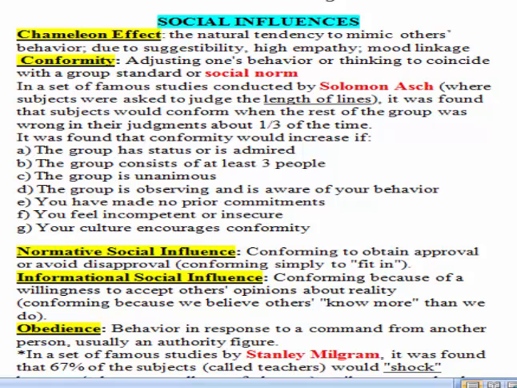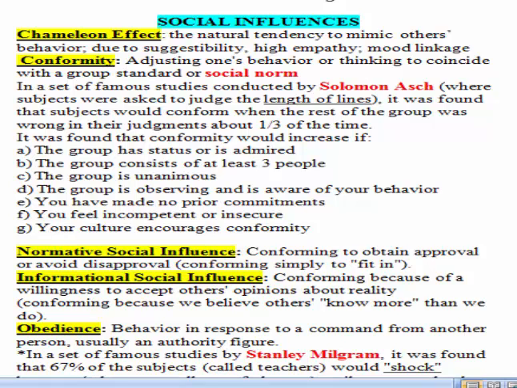So Solomon Asch gives us the famous length of line study. Remember, participants were supposed to judge the length of lines, and it was found that subjects would conform when the rest of the group was wrong in their judgments about a third of the time. Conformity typically increased if any of these conditions.